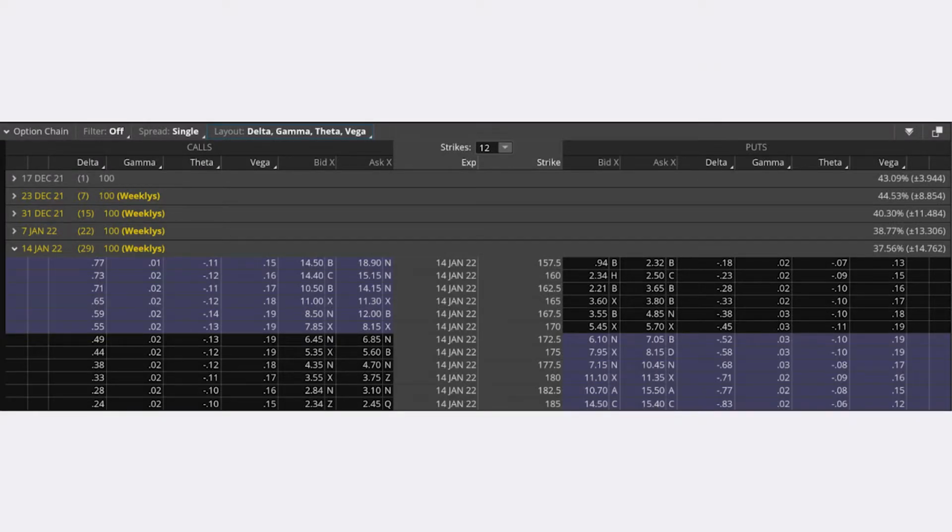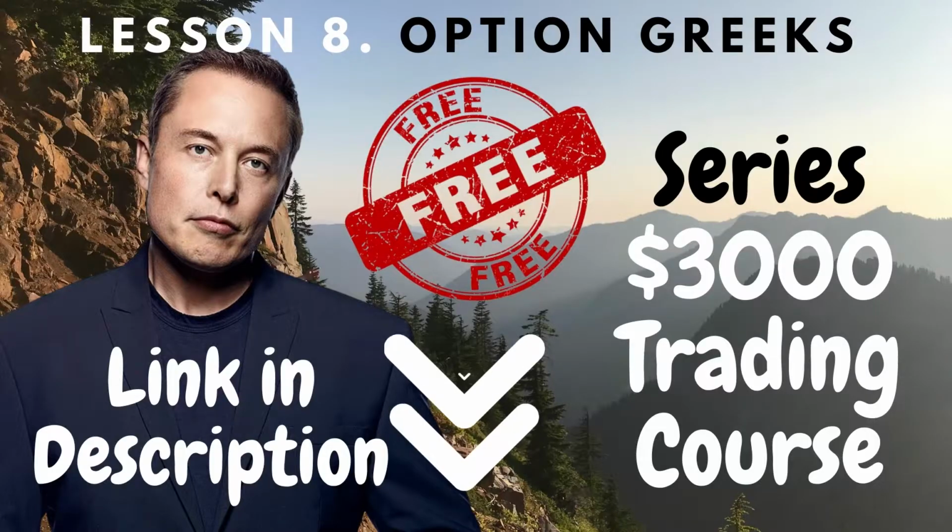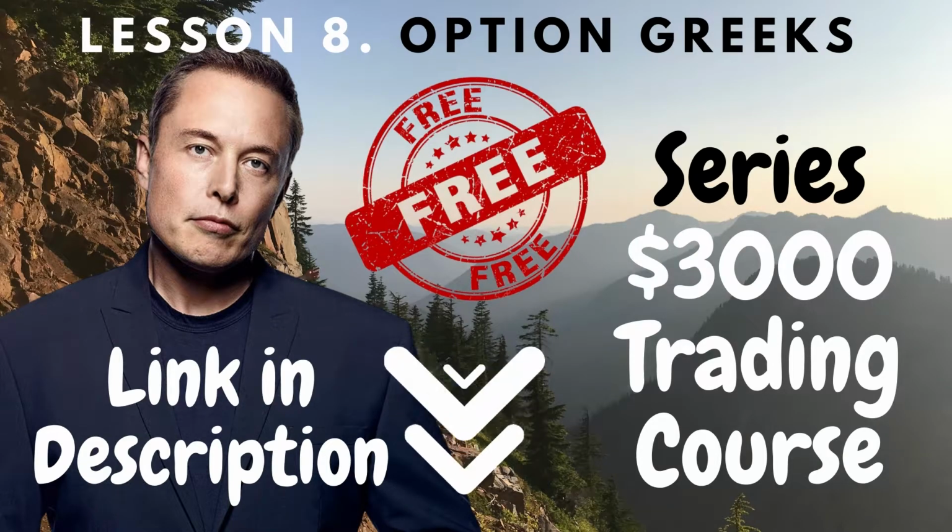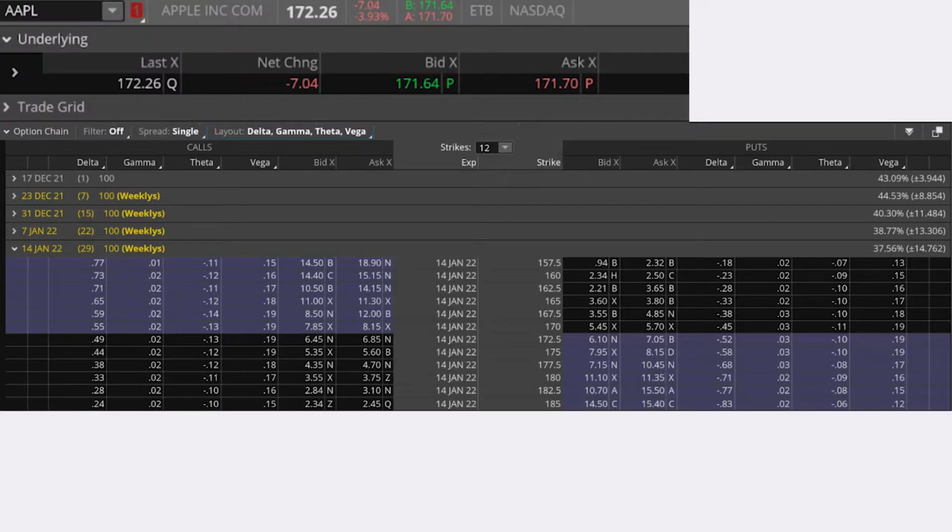You will notice the percentage on the top right of each expiration. Those are your implied volatilities. And yes, they are different for each expiration. So what do they mean? Well, we need to look at our option Greeks. And if you don't know what those are yet, check out our short but detailed video links down below in the description. Alright, back to our option chain.